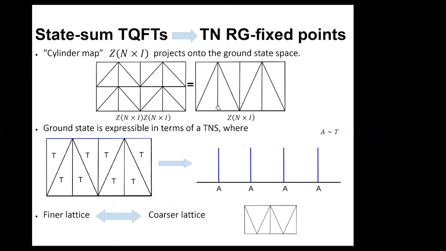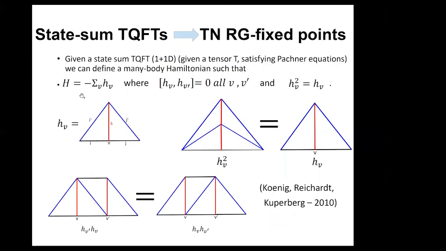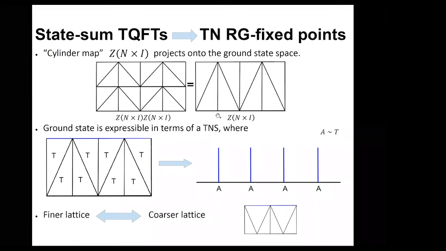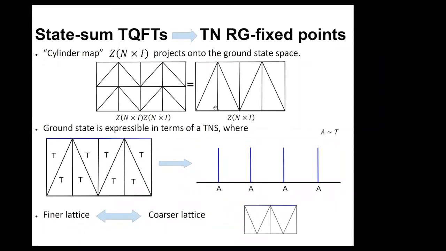And furthermore, using retriangulation invariance, we again show that the cylinder map is a projector, and we can show that the ground state space of this Hamiltonian H is nothing but the image of the cylinder map. So take your favorite product state. If it ever has an overlap with the ground state, then this map will project you into the ground state subspace.